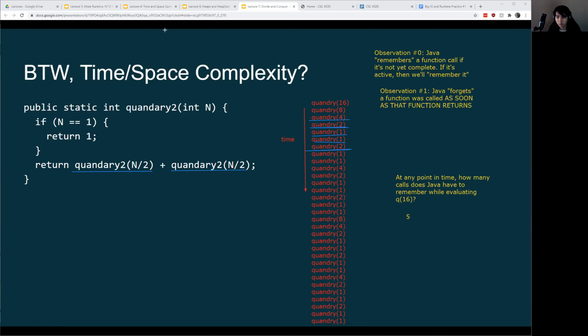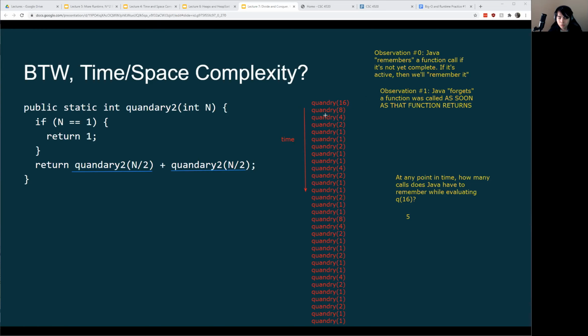So let me go ahead and just step through it one step at a time, right? Remember, we're going down in time. Going down means we're going forward in time. We start with quandary of 16. 16 in chat if you understand what we're starting with, 16, right? We just start with quandary of 16. The first recursive call we're going to make is to 8.